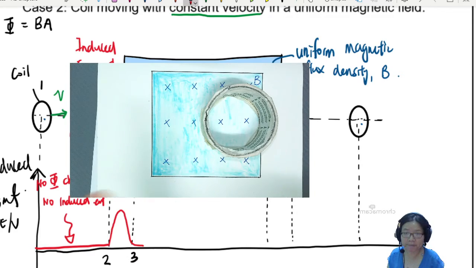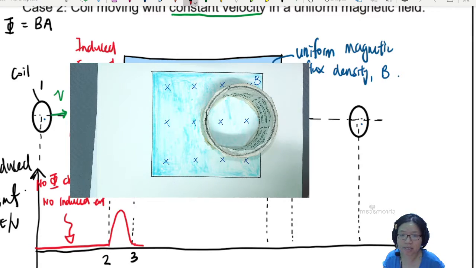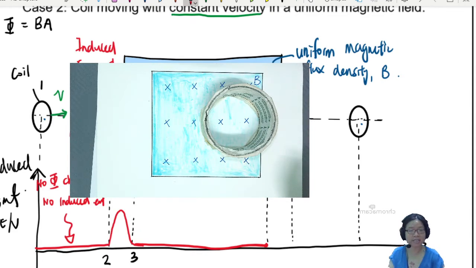So until this point, the EMF induced, if I continue this graph, will very well be 0, 0, 0, 0, all the way until this point where it is about to exit the field.